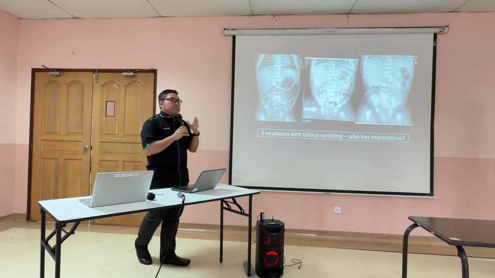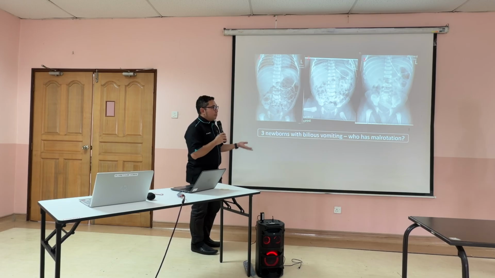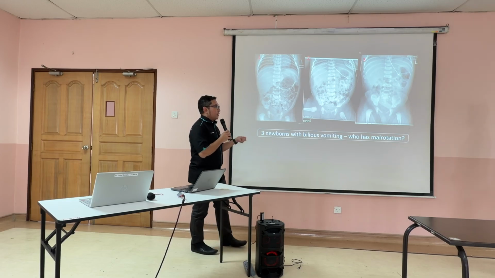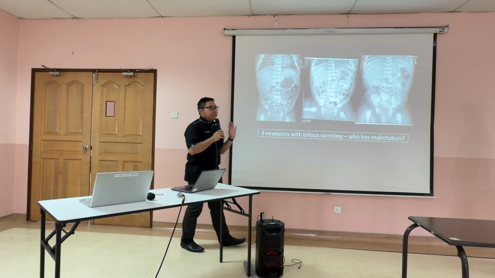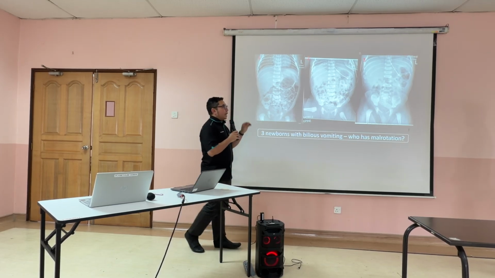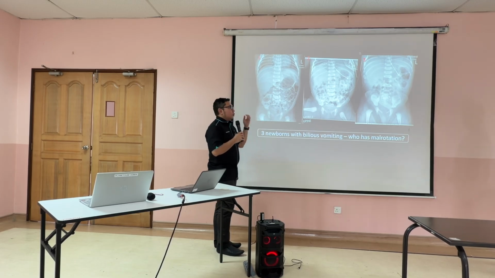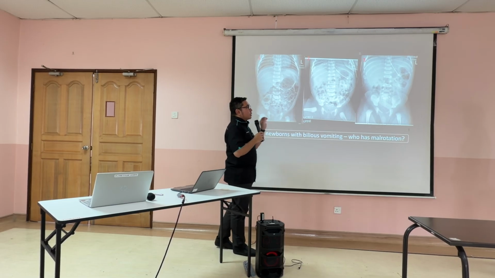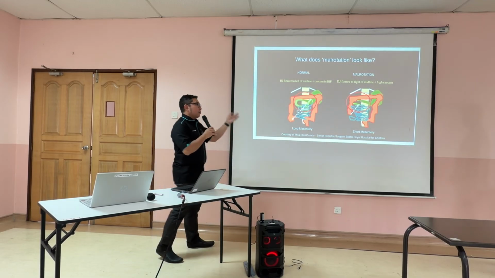This is an example of three X-ray images. All these babies came with bilious vomiting, but which one has malrotation? For the chest X-ray, even as a pediatric radiologist, I cannot determine whether these patients have malrotation. So what I need to do is a contrast study. I need to give contrast to evaluate the DJ junction position, to make sure whether it is rotated.